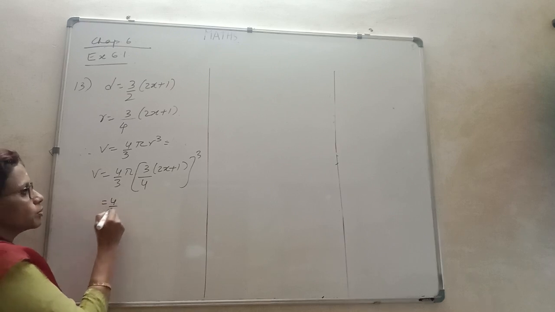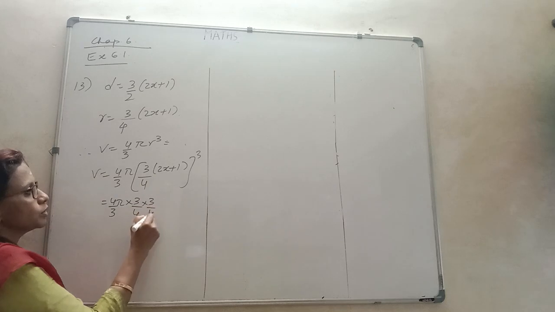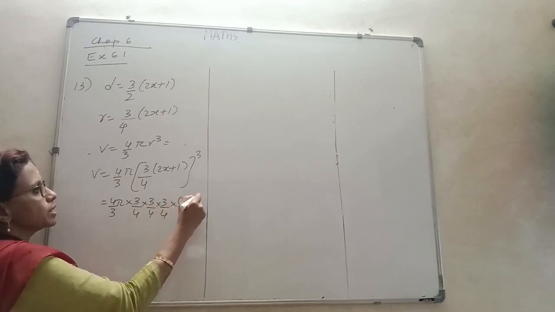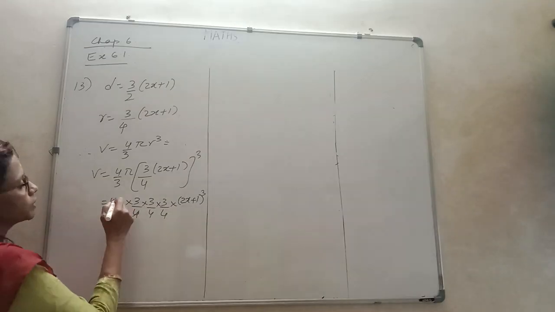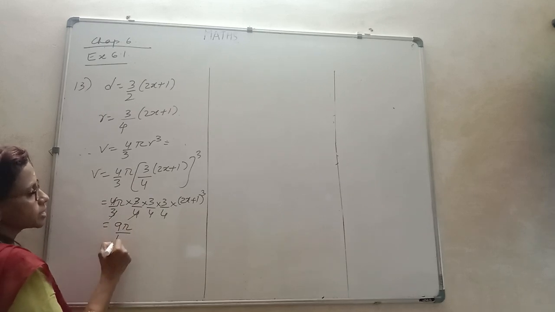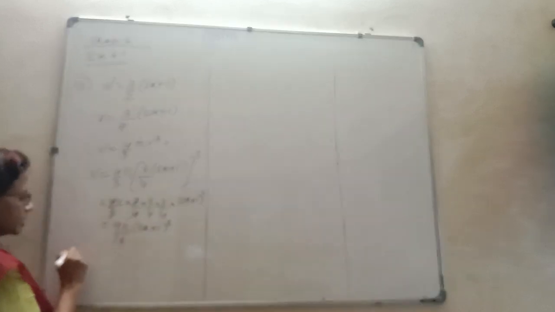So this will come to 4 by 3 pi into 3 by 4 into 3 by 4 into 3 by 4 into (2x plus 1) raised to 3. In order to simplify this, one 4 can cancel, one 3 can cancel. You're left with 9 pi by 16 and (2x plus 1) raised to 3. Now you can get the derivative.